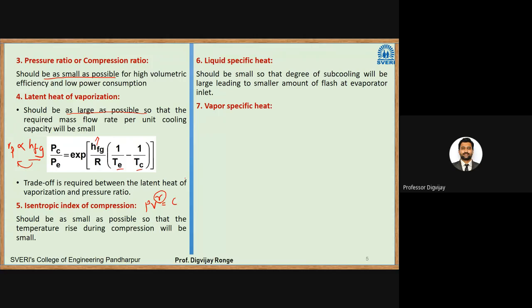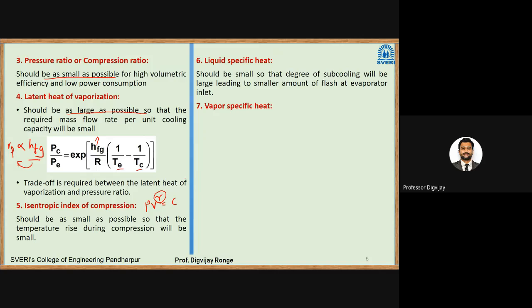Now next is vapor specific heat, but this is contradictory in the case of vapor refrigerant. In this case, the specific heat should be larger. So what will happen? A large amount of heat will be absorbed per kg. So whatever superheating we are getting, that degree of superheating will be smaller.